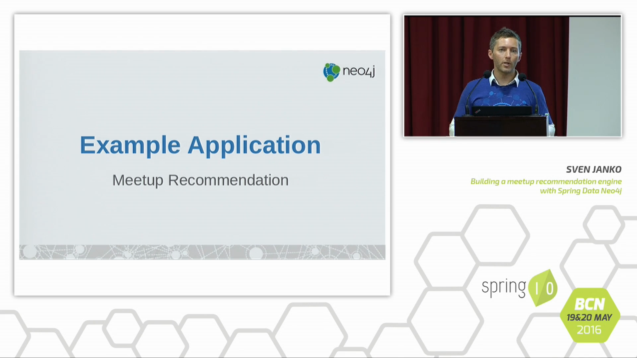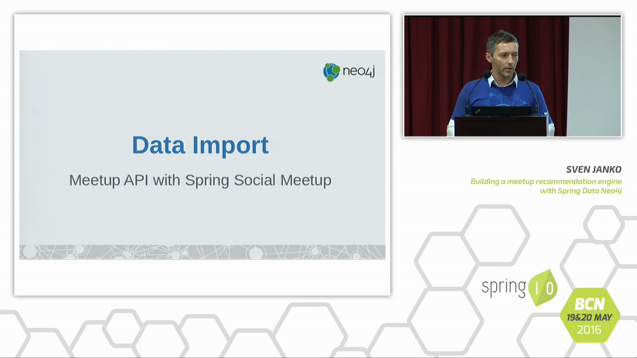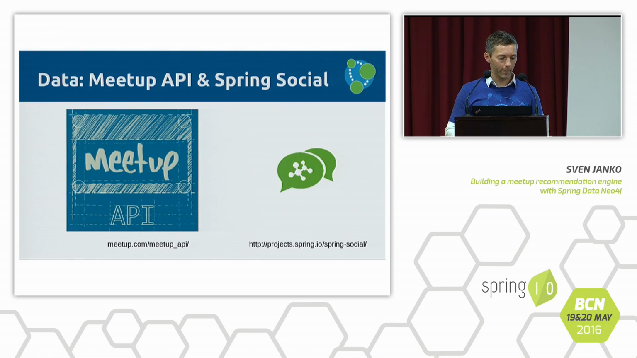Okay, then let's talk about the example application. At that point, we have our queries but we don't have our data yet. So we need to somehow import our data from the Meetup domain. What Michael has done is to use the Meetup API together with the Spring Social project to extract data from meetup.com and import it into the Neo4j database.